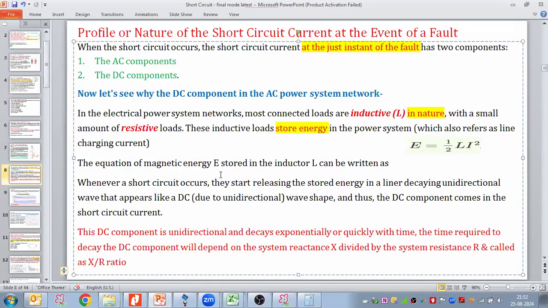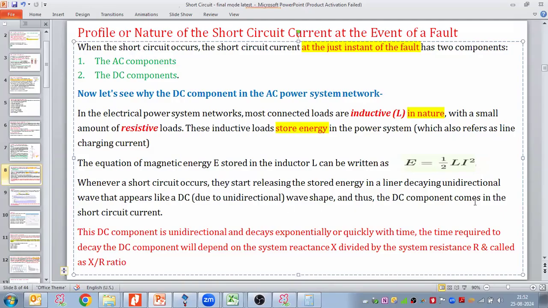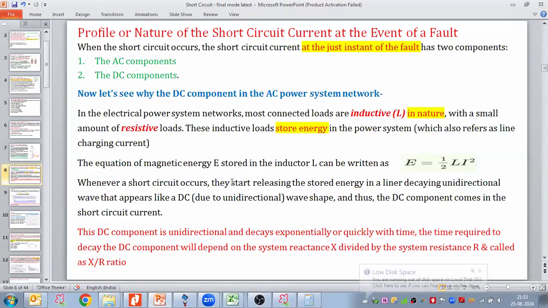The equation of magnetic energy E stored in the inductor L can be written as half Li square, whereas the equation for the energy stored by the capacitor can be written as half CV square, right? Whenever a short circuit occurs, the inductive loads start releasing the stored energy. They are releasing, so they are not going to follow any sinusoidal behavior. They are just releasing.